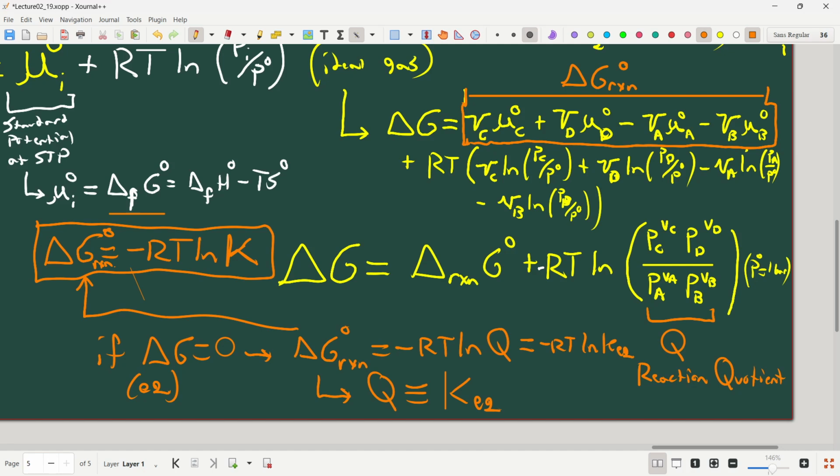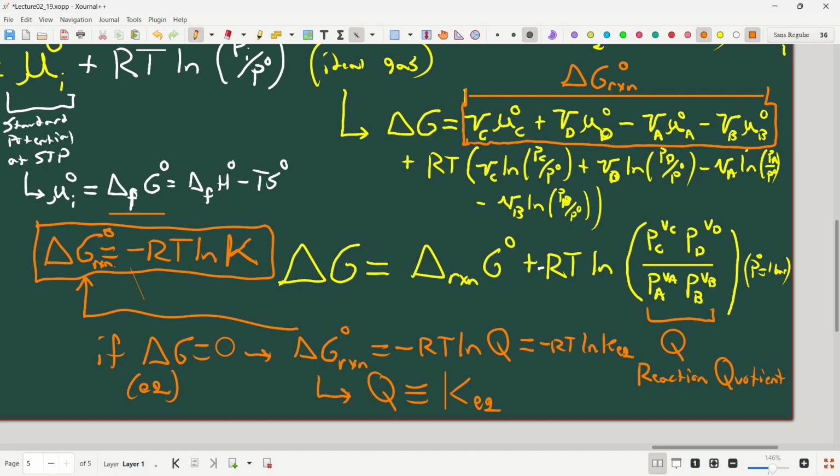Right, but the point is that we can measure delta G at any point. And that's a sum of the inherent delta G of the reaction plus some energy asymmetry due to the fact that we're not at equilibrium in chemicals. So this is the total delta G of the system. And that's 0 at equilibrium.